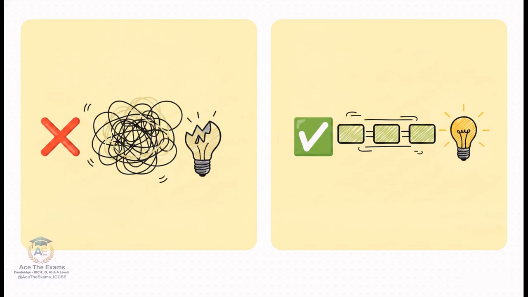Now, compare that to a top-band response that flawlessly applies our 4-step framework. Thermal energy is dissipated to the surroundings. Efficiency equals useful power out divided by total power in, which equals 0.40. See the difference? It states the concept, uses the correct equation, and applies precise terminology.